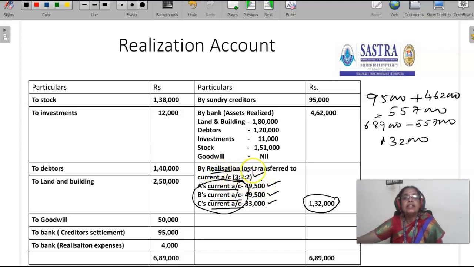Here we have the realization loss, and that should be transferred to partners' current account, because the current account is given. If the current account is given, all the profit or losses should be transferred to the current account of the partners instead of the capital account. Because they are following the fixed capital method, we transferred the realization loss to the current account of A, B and C. The loss of 1,32,000 is transferred to all the partners in their profit sharing ratio.